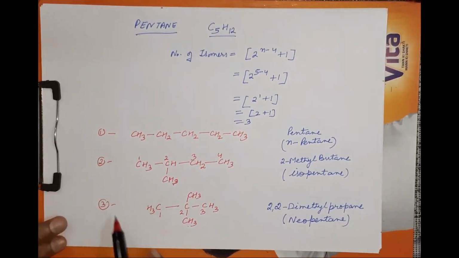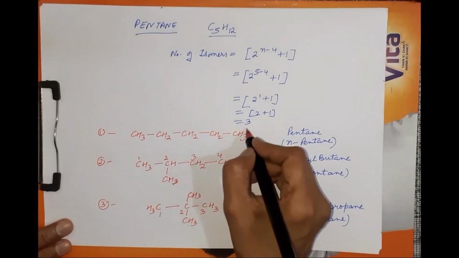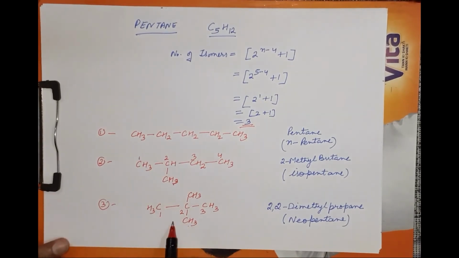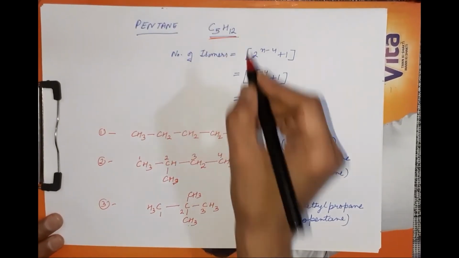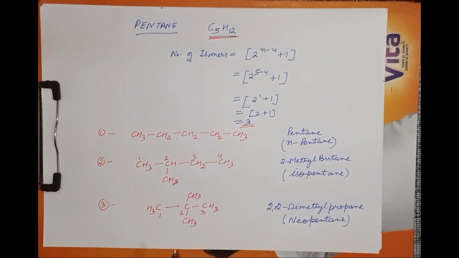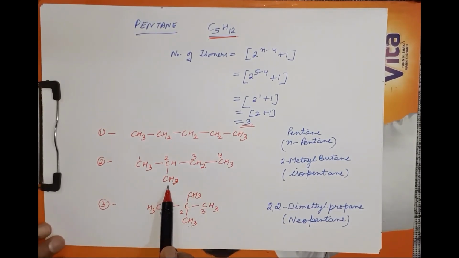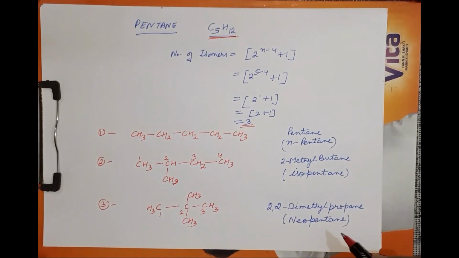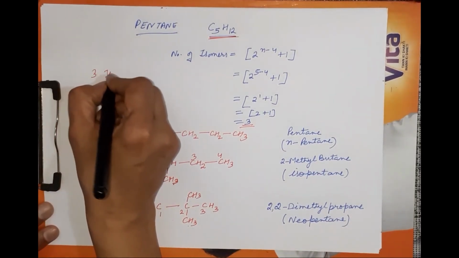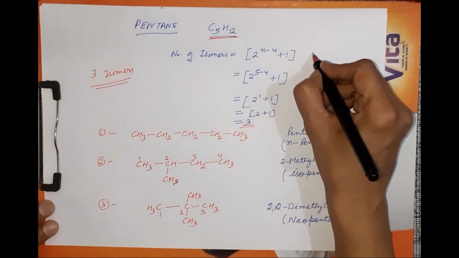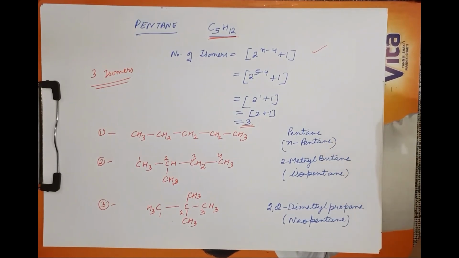So here we can see in all these three possibilities, three isomers, they have the same molecular formula of C5H12. The only way they differ from each other is in the arrangement of the atoms in the molecules. Here it was the straight chain, here a 4 carbon atom parent chain with 1 methyl group as a substituent, and here a 3 carbon atom parent chain with 2 methyl groups as substituents. So in this way we can see that pentane has 3 isomers, and even by using this formula we can calculate the number of isomers without writing them out.